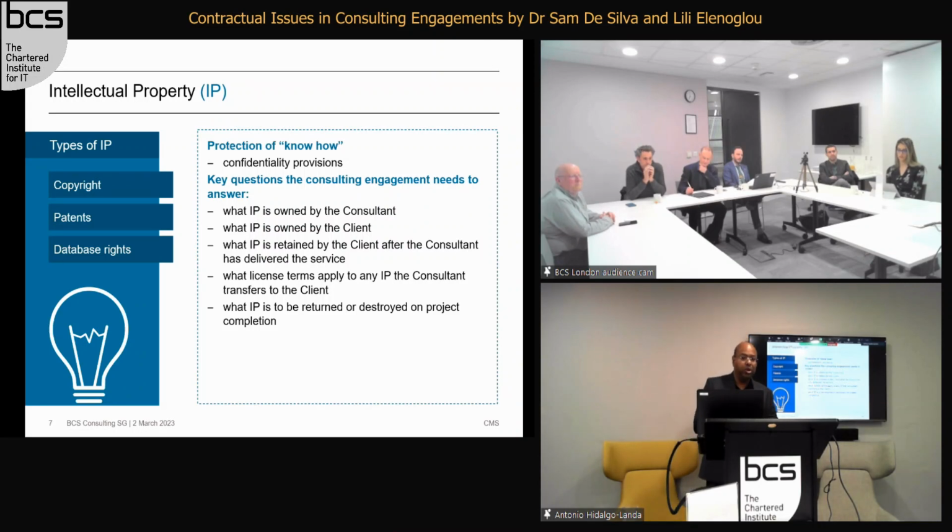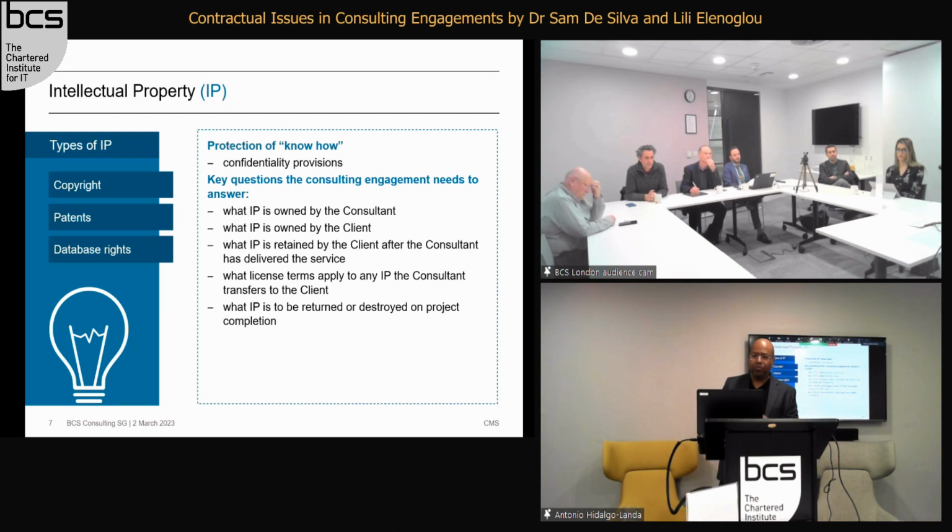Now, know-how is quite hard to protect because that doesn't really fall into copyright, patents, or databases. So this is where confidentiality or NDAs or confidentiality provisions come in. That protects the know-how. This is basically any processes or anything that you bring to the table. It's hard to get it protected by other forms of IP, and that's why confidentiality is important.